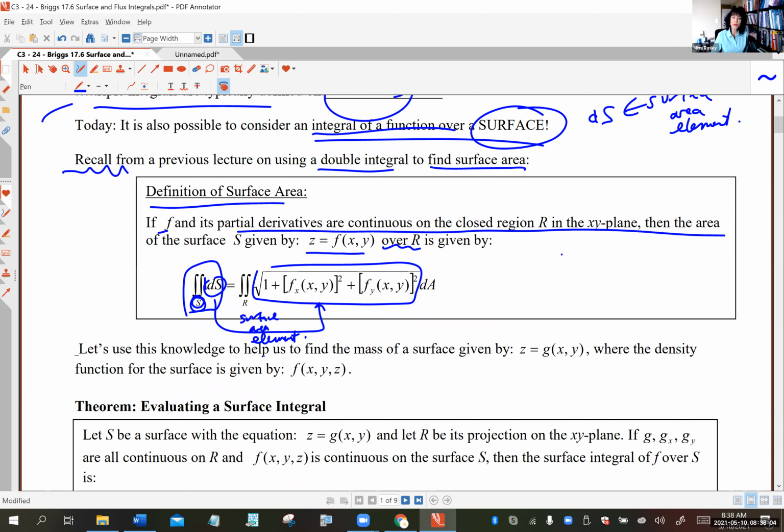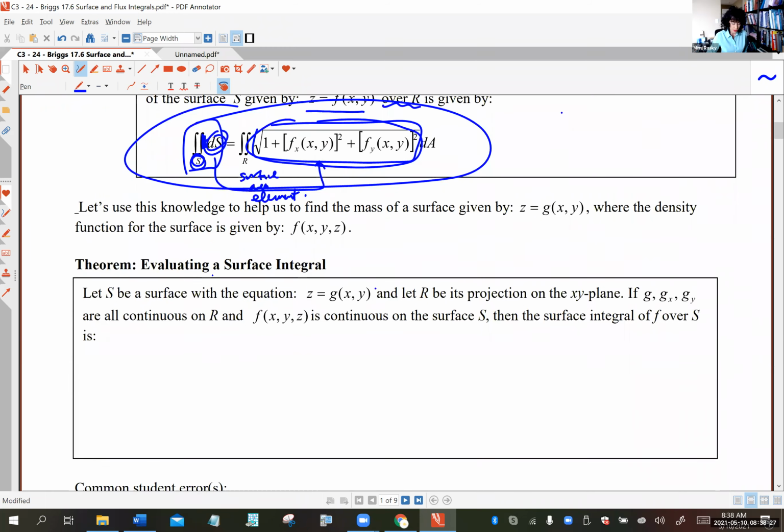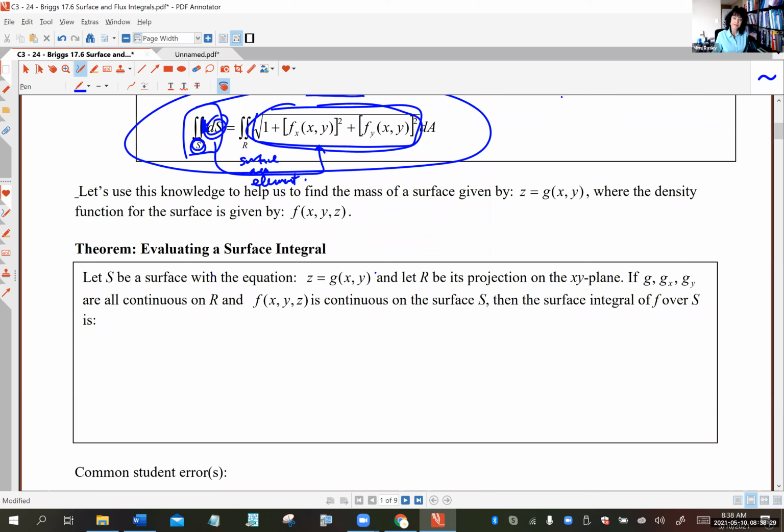So there's the review. What are we going to do that's a little different starting right now? We're going to do a surface integral just like this one, but instead of just a 1 being the integrand, which you may argue is more than just a 1 since it has that horrible radical, yeah, but the dS is the surface area element. We're going to put something even in front of that radical. So let's find the mass of a surface.